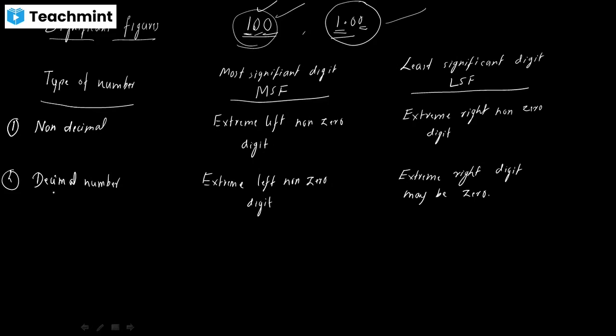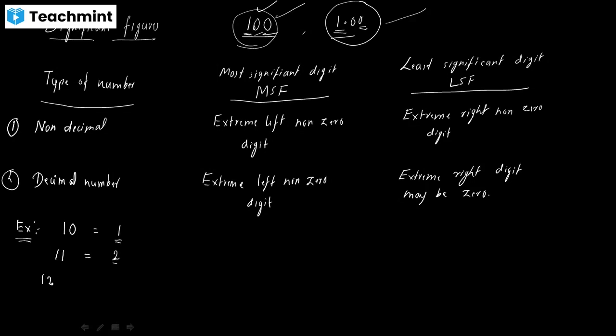So let us go for examples. Now tell me, 10. How many significant figures are there? It is a non-decimal number. What is the extreme left significant digit here? 1. What is the extreme right significant digit? That is also 1. So the number of significant figures is 1. Am I right, students? Now tell me 11. In 11, the extreme left significant figure is 1. Extreme right is also 1. So how many digits are significant now? 2. So the number of significant figures is 2 in the number 11.